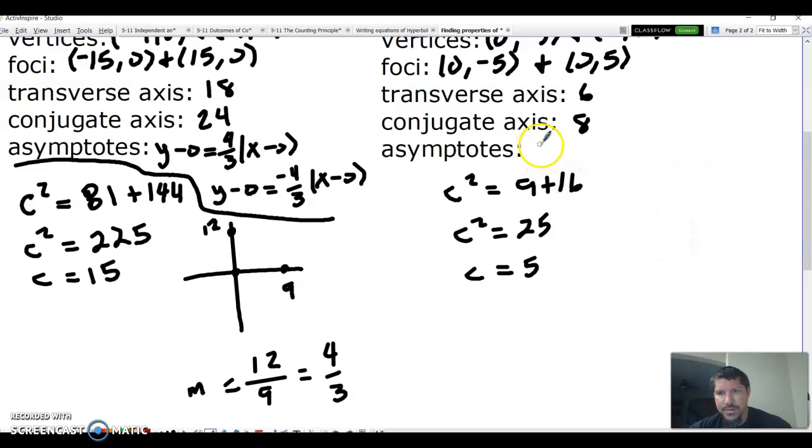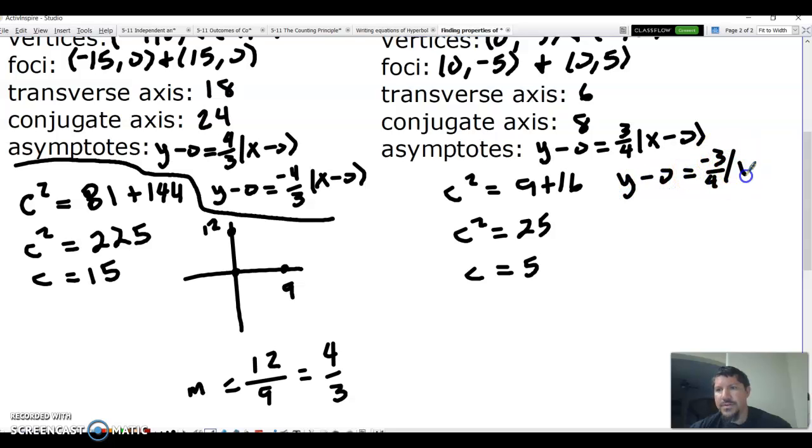So now I'm rising 3 and running 4. So my asymptotes are y minus 0 equals 3/4 x minus 0, and y minus 0 equals negative 3/4 x minus 0.